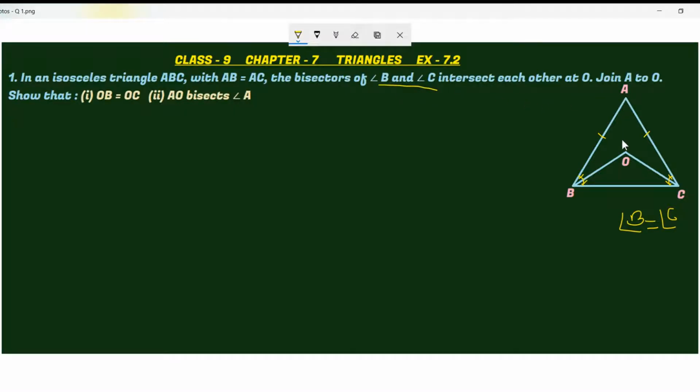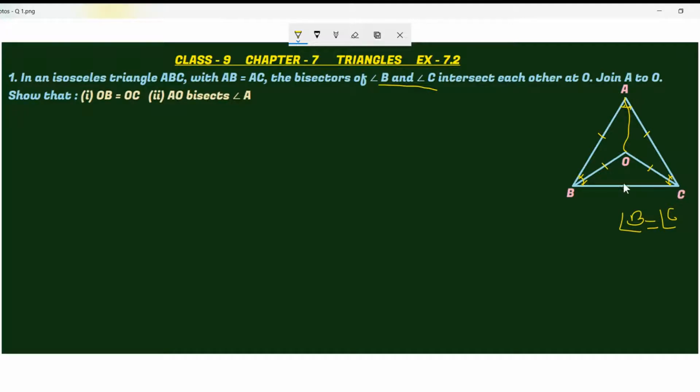Now we have to join O to A and then show that OB is equal to OC and then this line OA is bisecting the angle A. These two we have to prove. You can see the first one is OB is equal to OC we have to prove. That means what they are telling, we have to prove OBC is also an isosceles triangle.